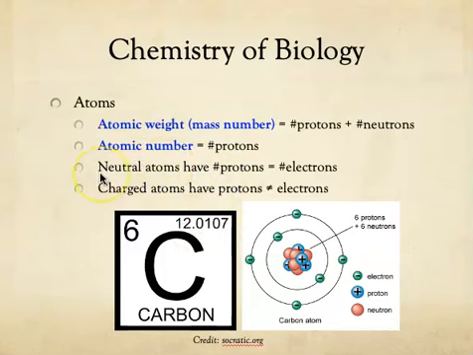Now, neutral atoms, atoms that do not have a charge associated with them, have the number of protons equal to the number of electrons. Positive charge, negative charge. Charged atoms, on the other hand, have to have a difference between the number of protons and the number of electrons. And the charge will be determined based on which one is more abundant. If there are more protons than electrons, there'll be a positive charge on that atom. If there are more electrons than protons, there'll be a negative charge on that atom.